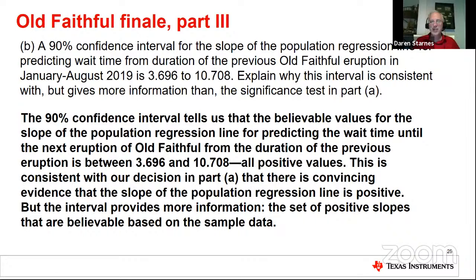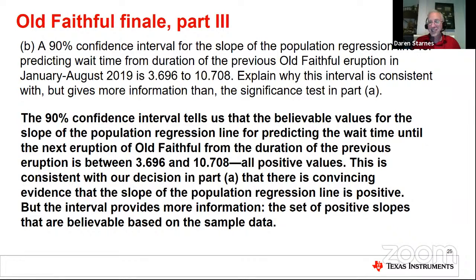So any of those values in that interval based on the sample data we took would be believable, say 3.7 to 10.7. Now note that they're all positive numbers, which is consistent with the hypothesis test where we rejected the null hypothesis and found convincing evidence that the slope of the population regression line was positive. But the interval gives more information.